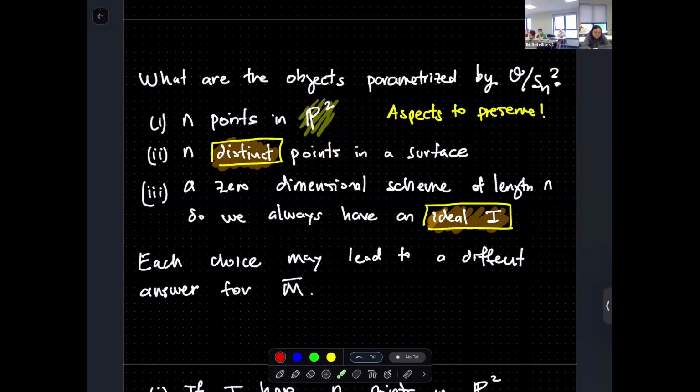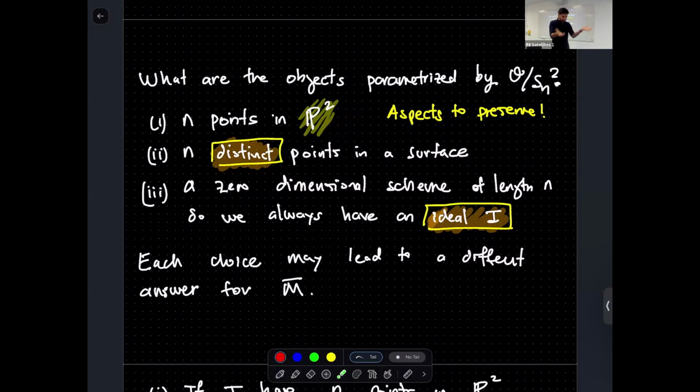So in here, I will keep the points in P2, but I will lose the characteristic that they are different from each other. Or you can say, no, I really do not care whether it's P2 or not, but the points have to be different from each other. I cannot allow the points to collide. And if you do so, that is another choice. This is the kind of characteristic that guides what we're going to do.